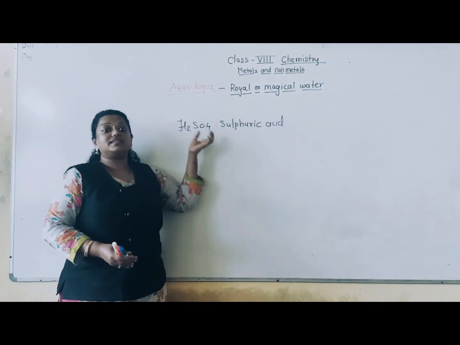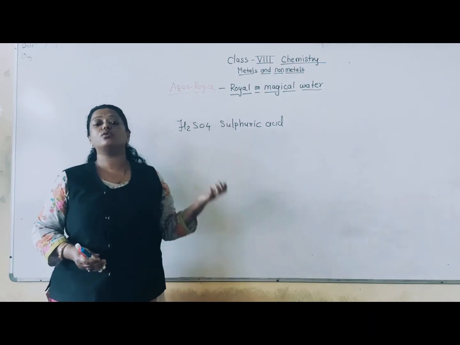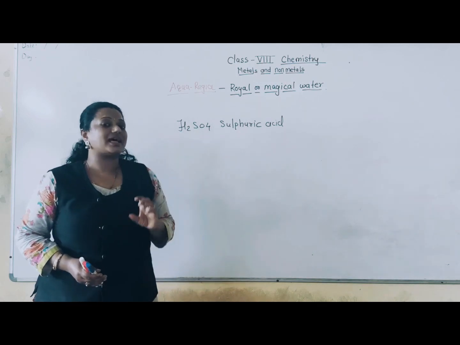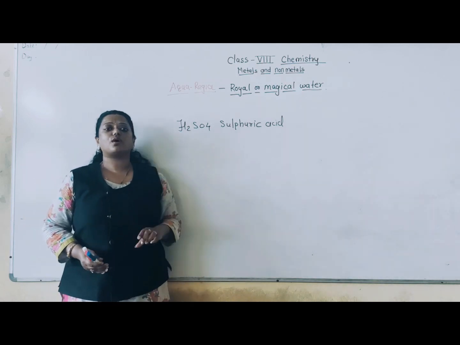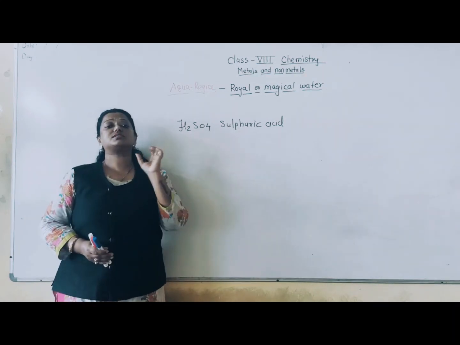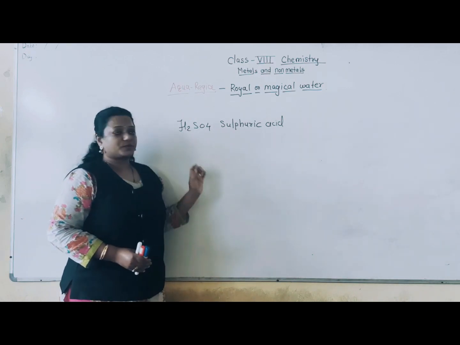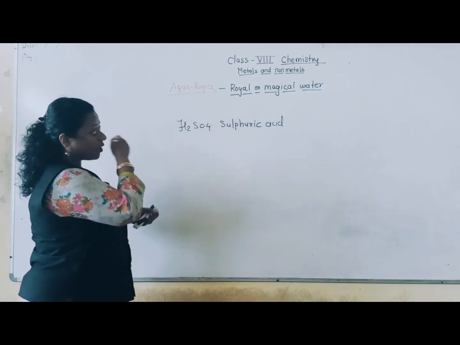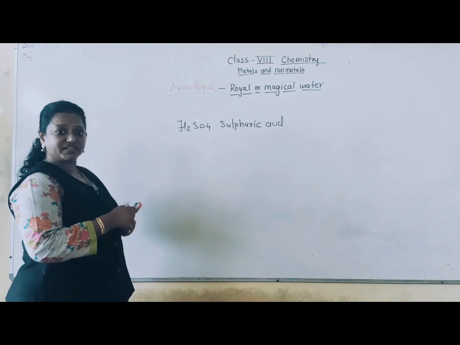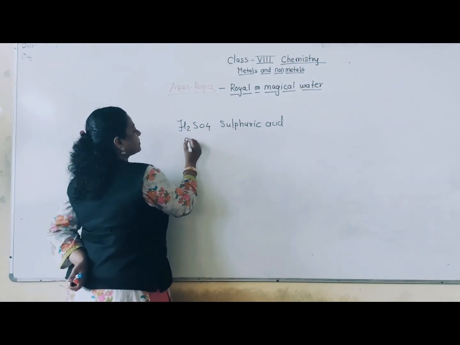But H2SO4 is unable to dissolve platinum and gold. It does not have that much ability to dissolve platinum and gold, even though it is the strongest acid among all three. Please keep that in mind. Now what is this royal or magical water exactly? It is going to be quite interesting to learn. It is actually a freshly prepared liquid.